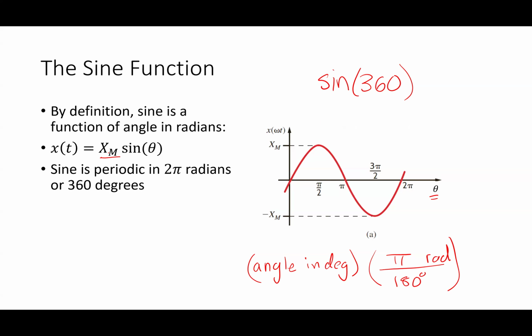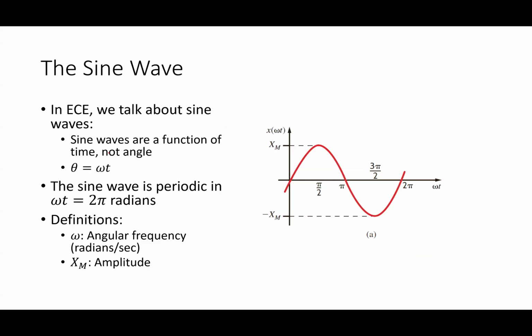So there's 3 parameters that define a sine wave, and we're going to talk about that here in a little bit. When I talk about a wave, what I typically do is I say that my sines are a function of time. So I say that theta is equal to omega times t.